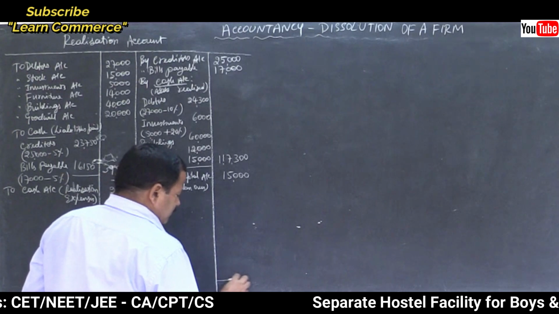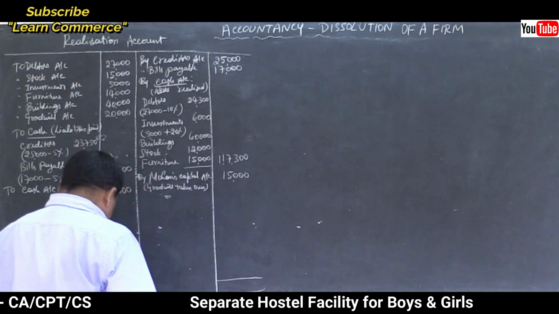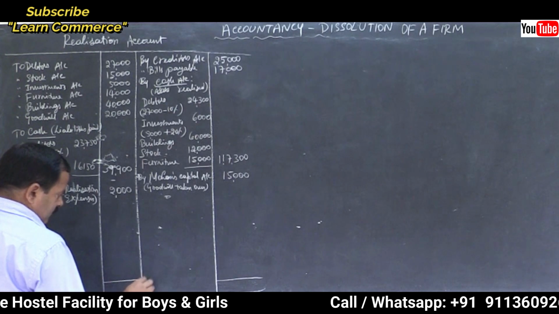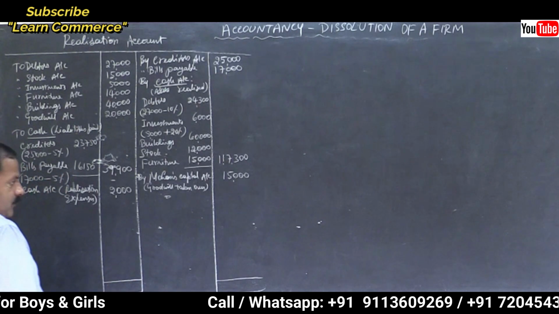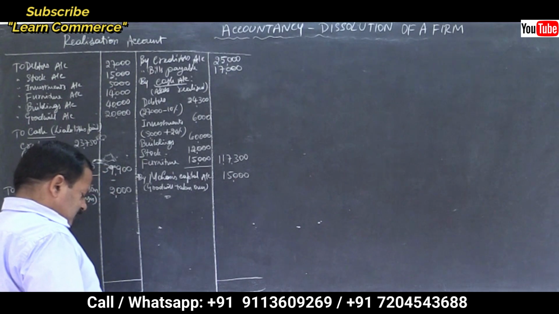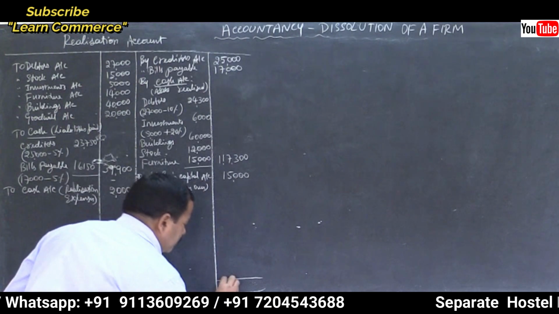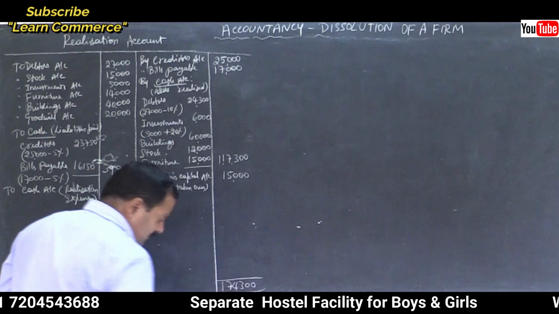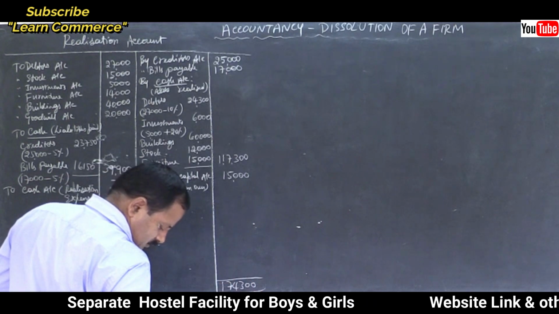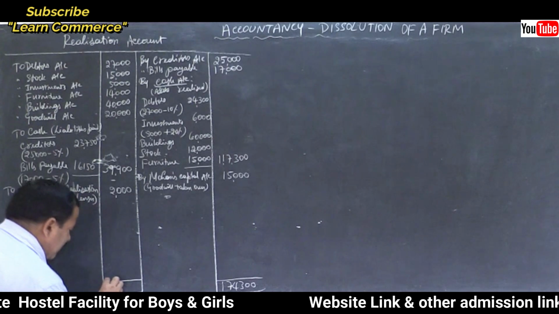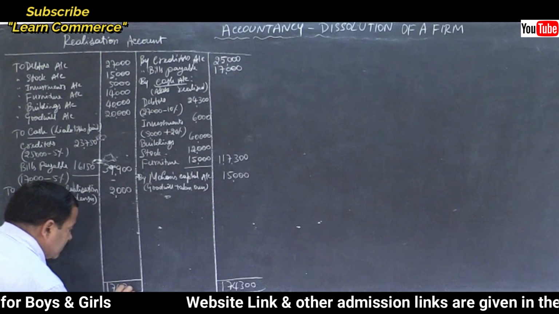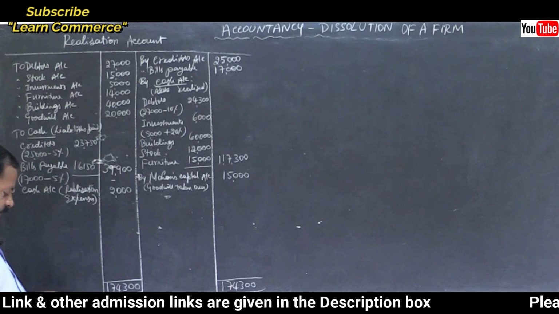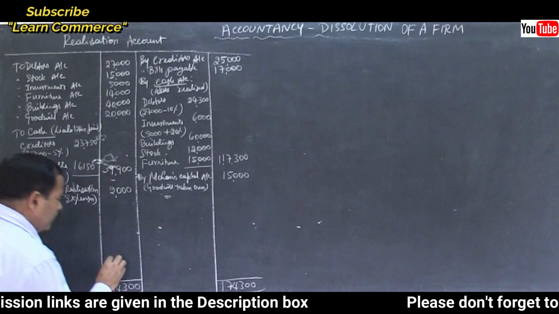Find out the difference. Transfer to capital accounts. There is profit on realization. Leave a gap to pass the entry, isn't it? So 1,74,300 is the total. Then write the same total on the other side, 1,74,300, isn't it? Find out the difference. 11,400 is the difference.